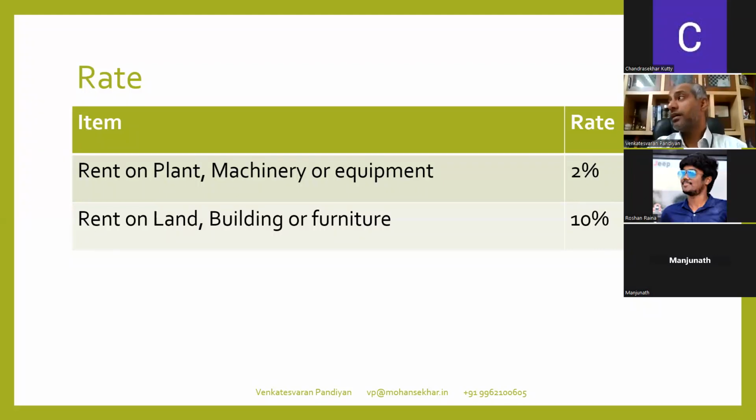Suppose you get a printer on rent. Again, that would classify either under plant or equipment, and then 2% TDS has to be deducted on the rent paid on that. Land, building, and furniture are generally categorized as immovable property. Any rent paid on that will fall under the 10% category.